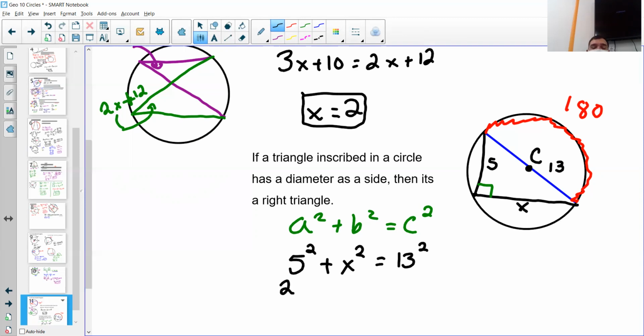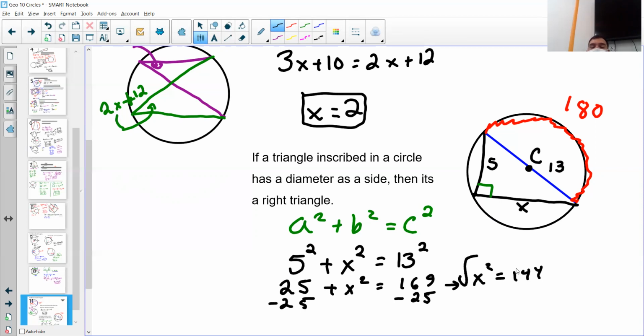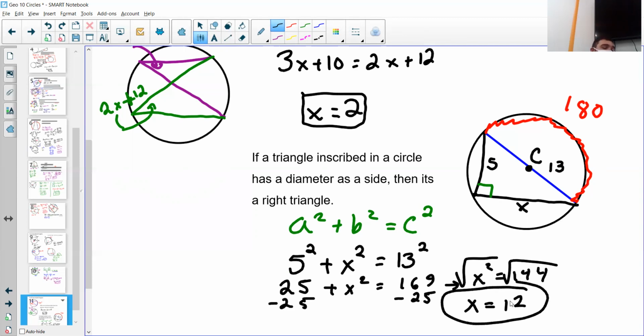All right, so 25 plus x squared equals 169. You can pull out a calculator, but it's 169 minus 25 on both sides. 144. Then you square root both sides. Now, typically when you square root in algebra, you need the negative and positive. But because this is geometry, we only take the positive because we only have positive lengths. So x equals 12. Good job.